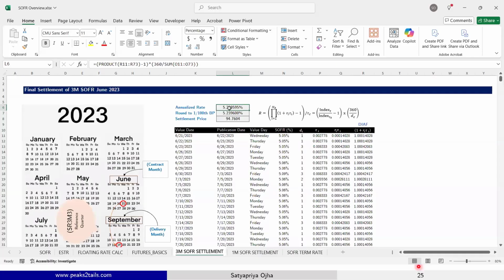5.239, whatever it is. The next step is to round it to 1/100th of a basis point, and this is my final settlement rate. Your settlement price is 100 minus that. 94.7604 is your final settlement price. Any questions? This is based on the pure geometric compounding that we just discussed. That is how the 3-month future settlement happens.